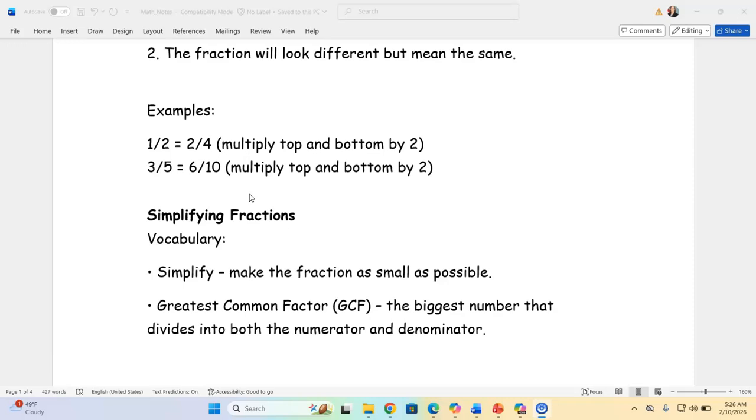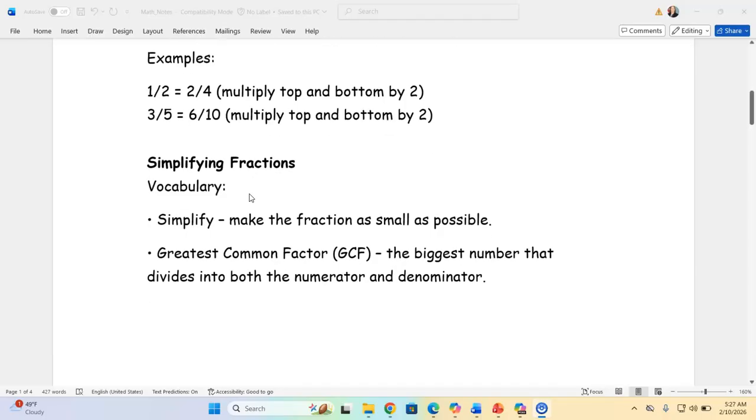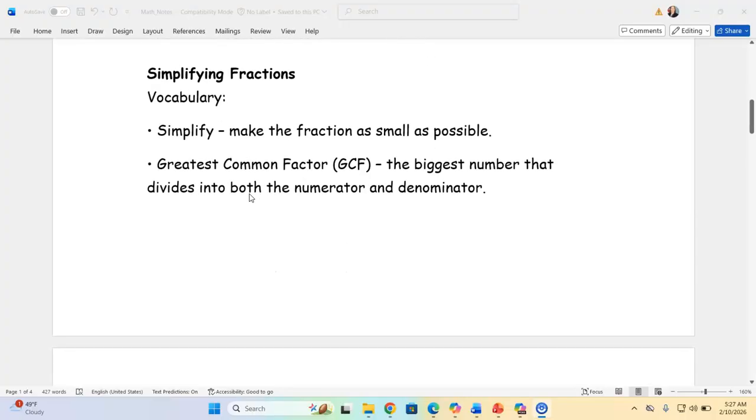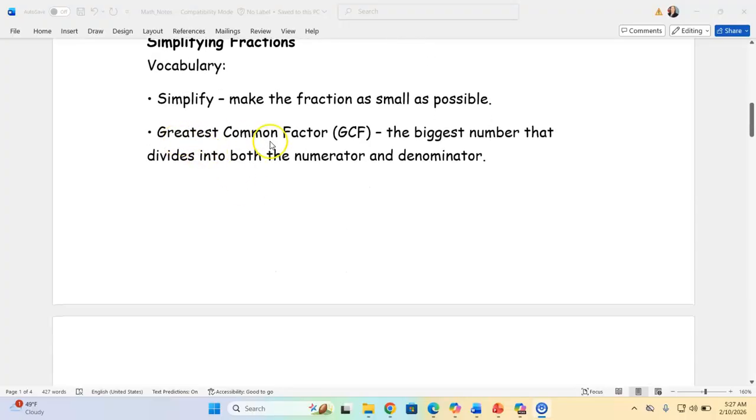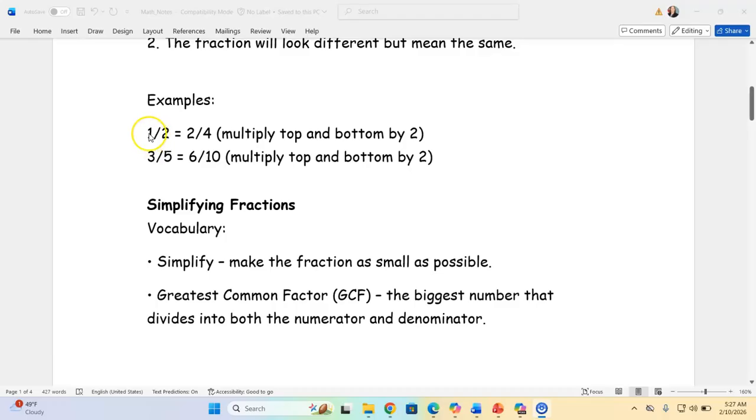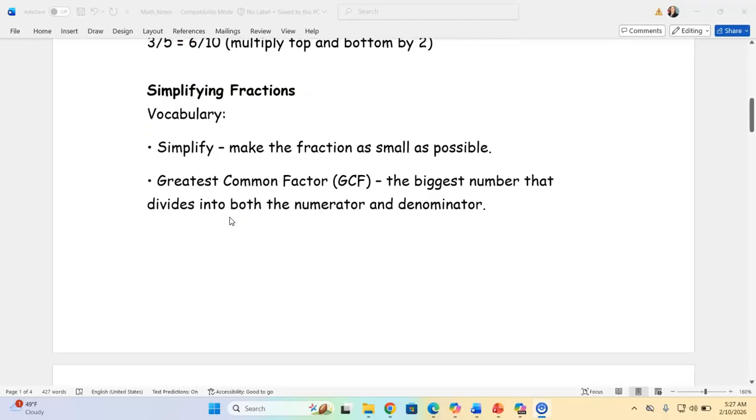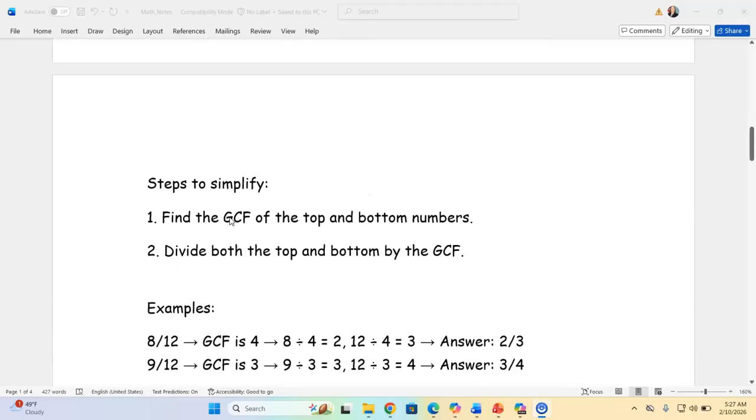All right, so there are some examples. You'll notice in both of these, you're multiplying the top and the bottom by 2. So you're simplifying, which means you're making the fraction as small as possible. And then if it asks you about the greatest common factor, that's the biggest number that divides into both the numerator and the denominator. So numerator, denominator, and what's the biggest number that can go into it evenly? That's your greatest common factor.